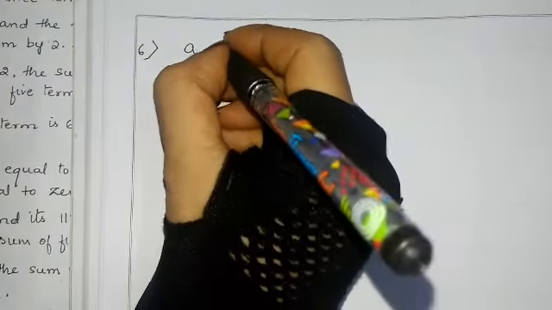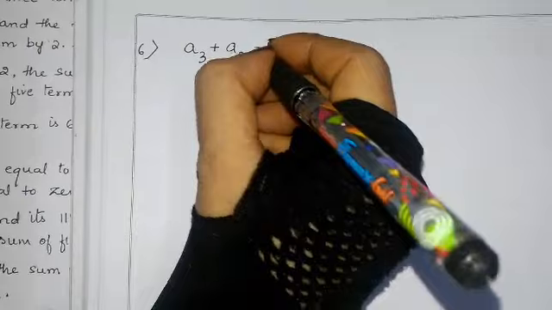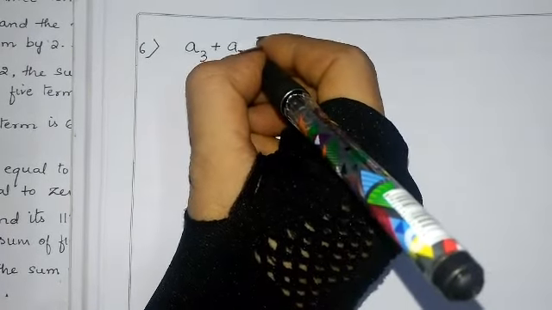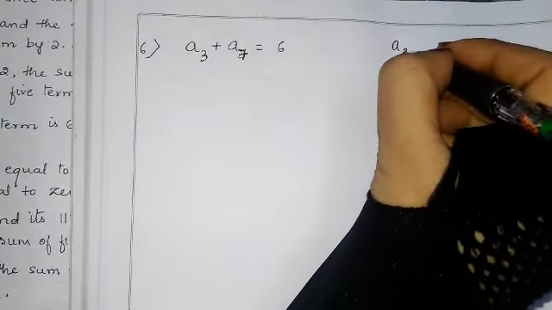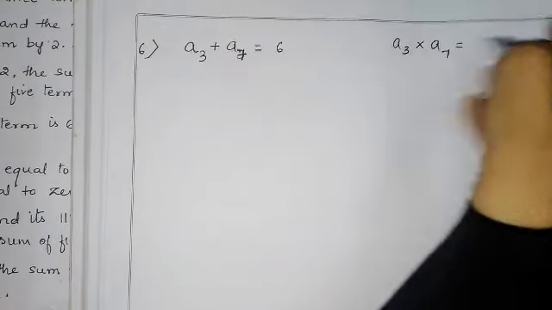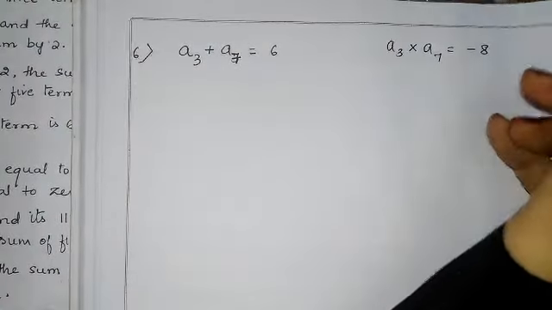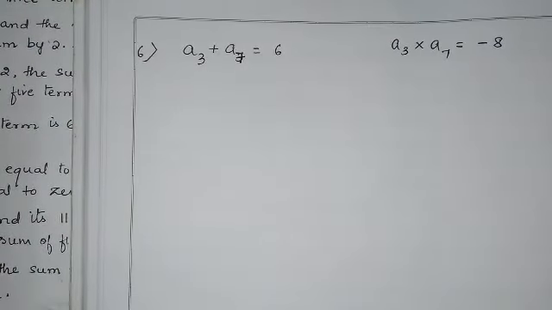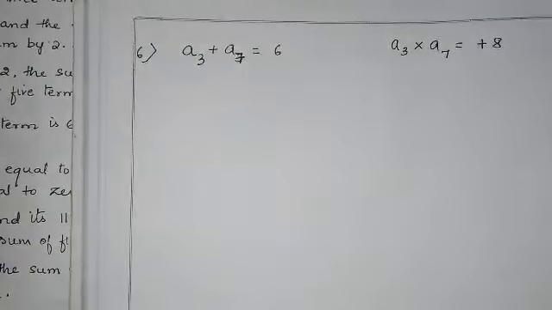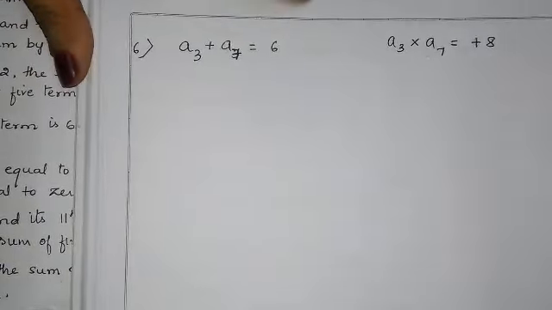If the sum of the third and seventh term is 6 and their product, the product of the third and seventh term, is... not minus 8, plus 8. Okay, let us complete this problem.